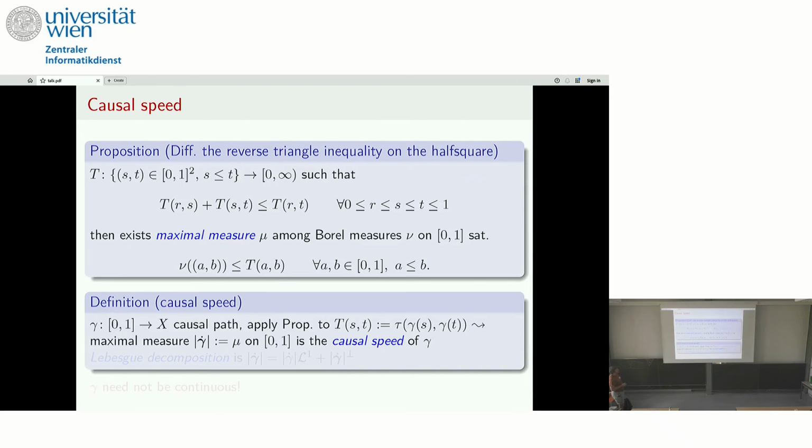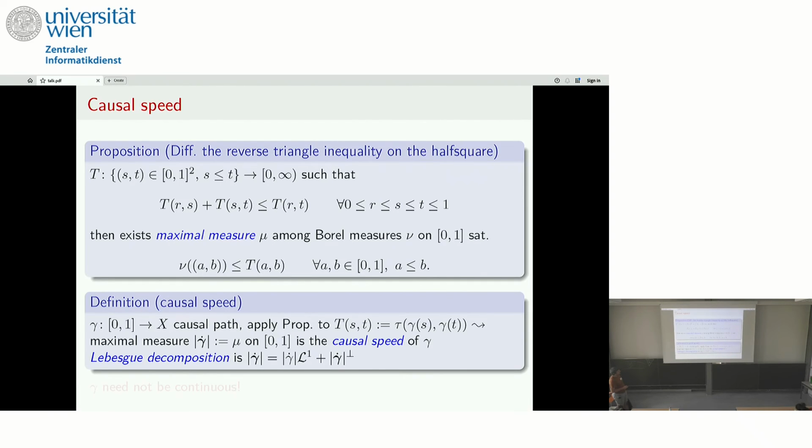Then using that, we can apply this to causal paths. So they need not be continuous, and this will be important. You set TST as the time separation of gamma S and gamma T. Then this satisfies the reverse triangle inequality because the tau satisfies the reverse triangle inequality and gamma is causal. Then there exists a maximum measure, a mu, which we call the causal speed of gamma.